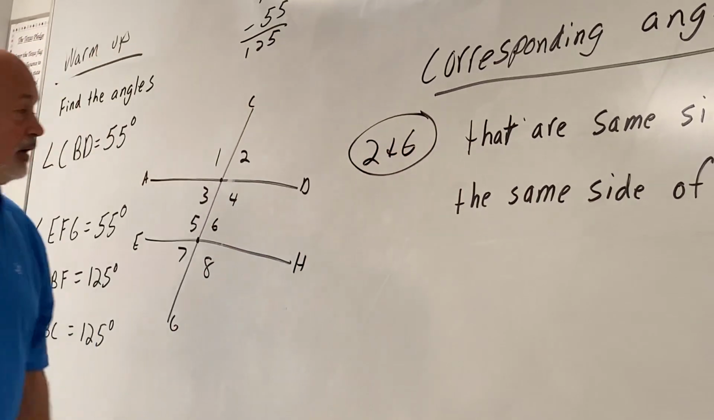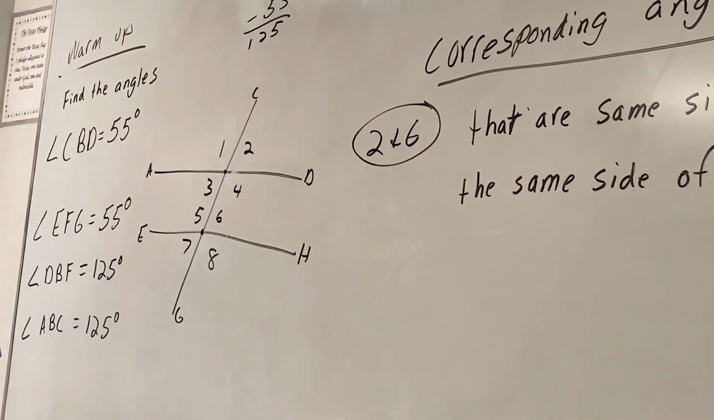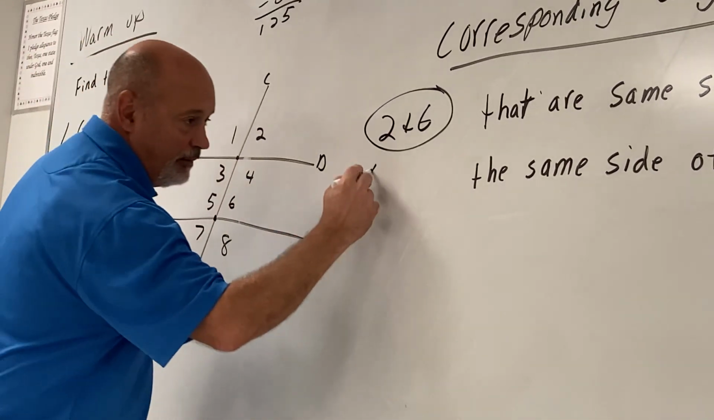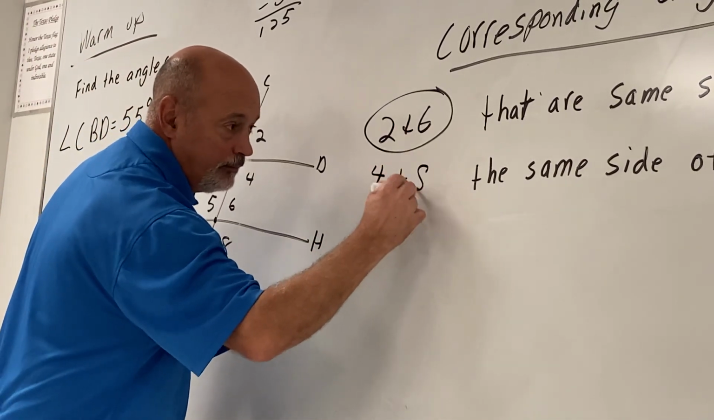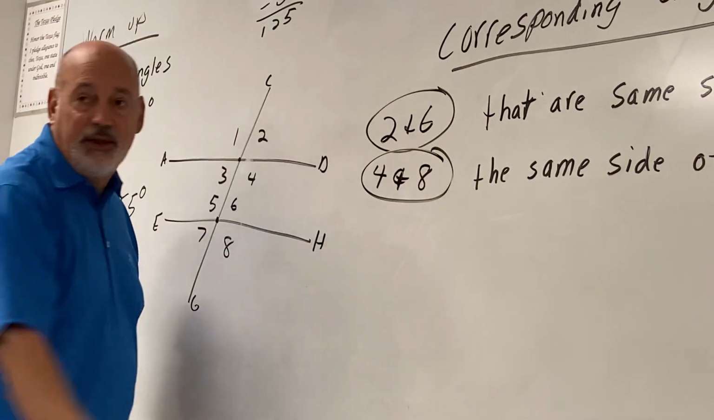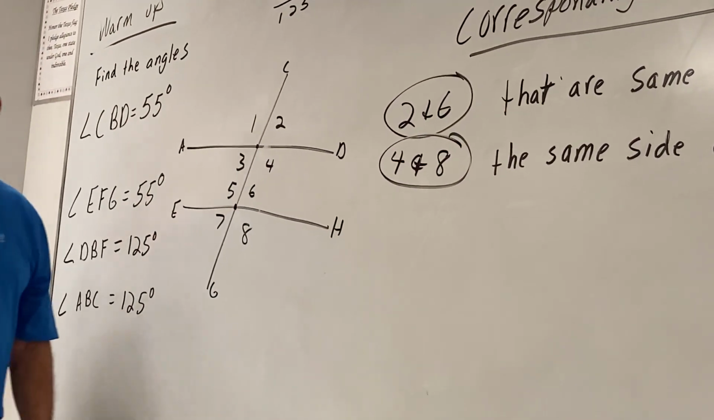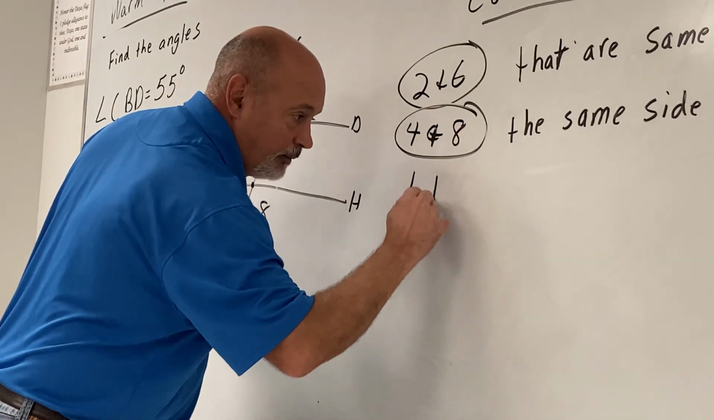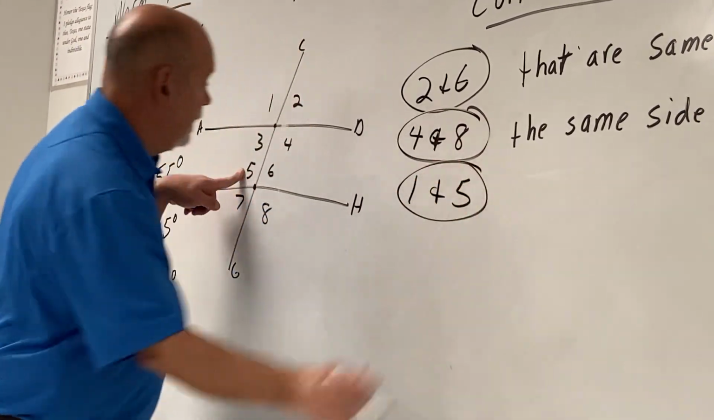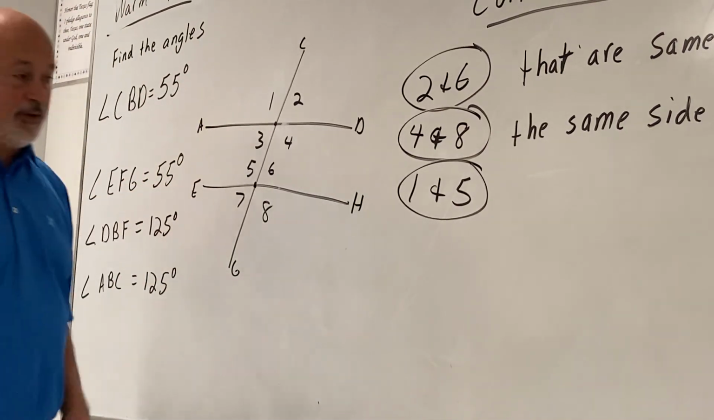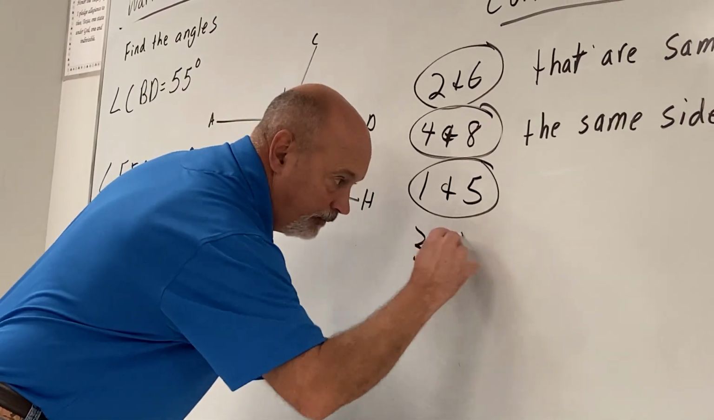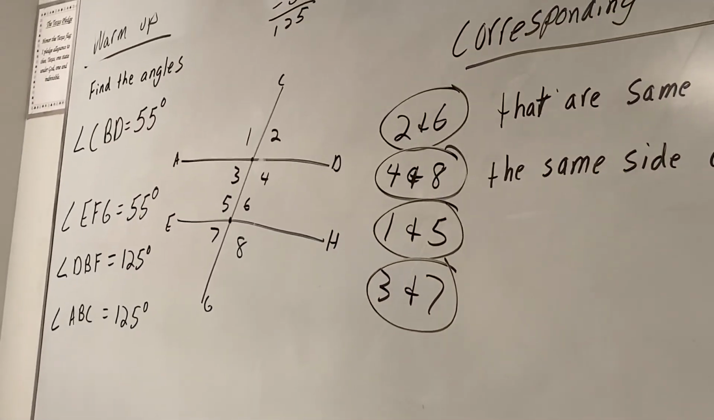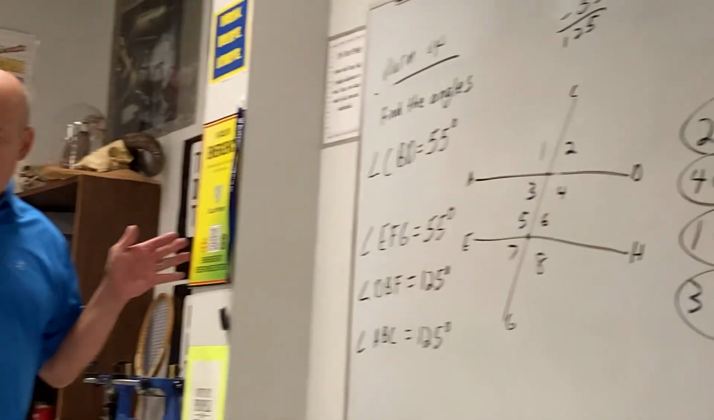Are you with me? What other ones would correspond? There's more. 4 and 8. I agree with that. There's more. What others? 1 and 5. I agree with that. 3 and 7. Then 3 and 7 would have to be corresponding. Okay, so corresponding angles have to be on the same side and they have to be the exact same size.